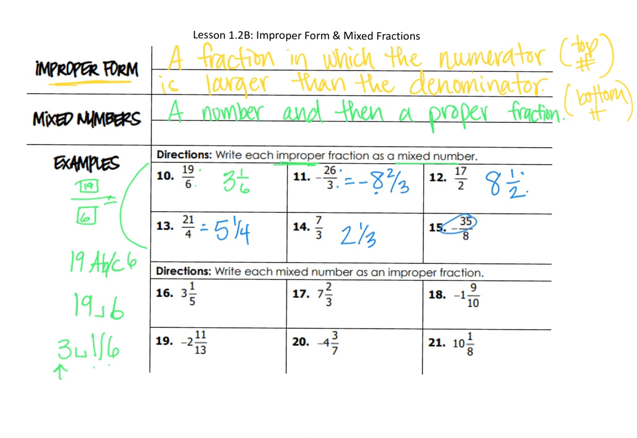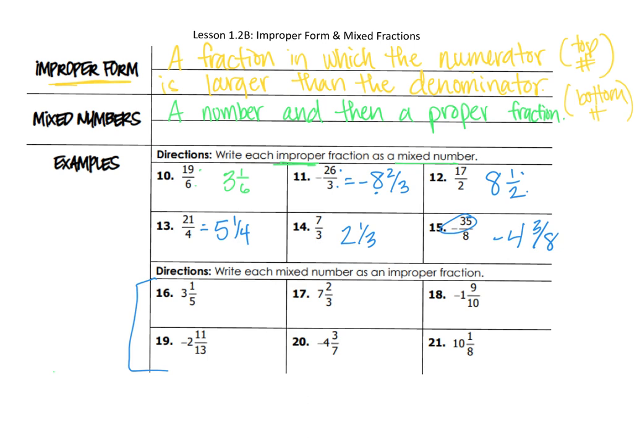Again, the negative goes with the top number. Hit your fraction button and put 8 in the bottom, equal sign, and we're going to get -4 3/8. Okay, so that was going improper to mixed.